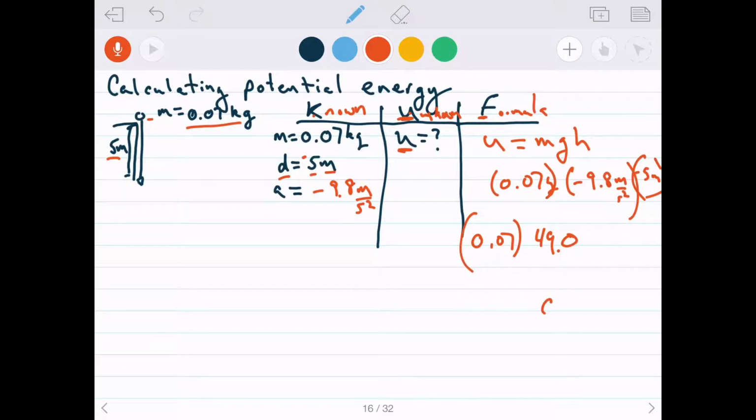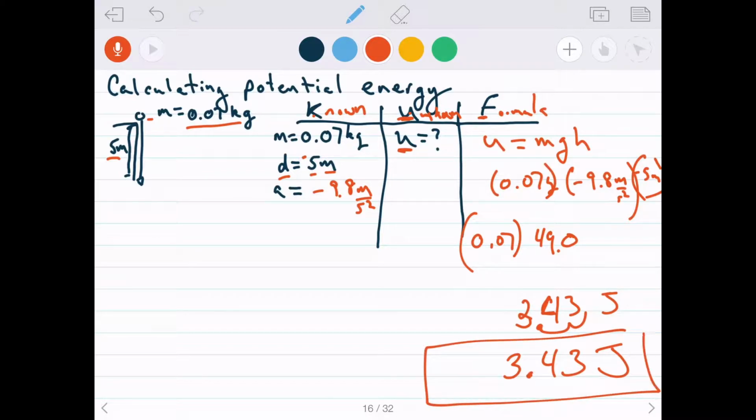7 times 9 is 63. Carry the 6. 28, 34. Okay. And I've got 2 decimal places. 1, 2. So 3.43 joules. Did I do that right? Yes, I did. 3.43 joules is the amount of potential energy before it drops.